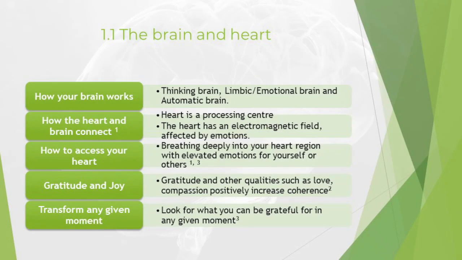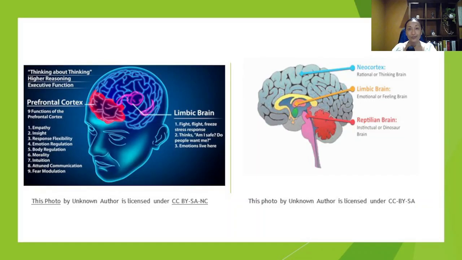When you're looking at your brain, for the purpose of this lesson, think about the brain in 3 sections. You've got your thinking brain, your limbic or emotional brain, and your automatic brain. So when you look at this picture of the brain on the right, you can see the blue arrows indicate the thinking brain. The yellow arrows indicate the emotional or feeling brain. The red cauliflower-like structure, which is your cerebellum, indicates your automatic brain.